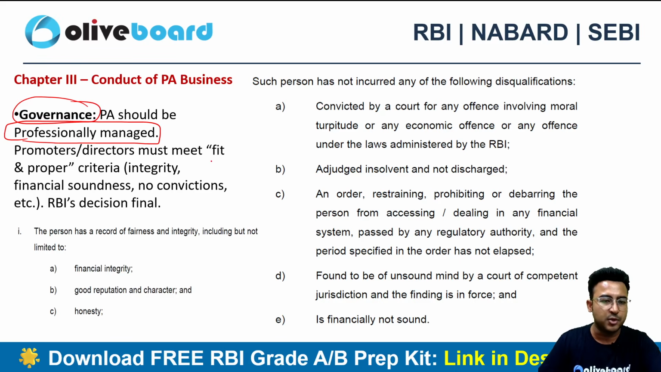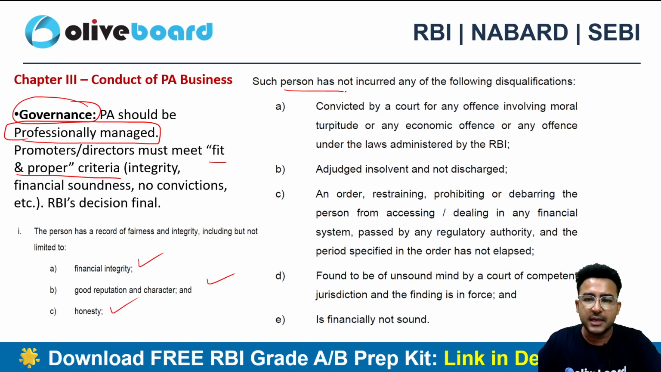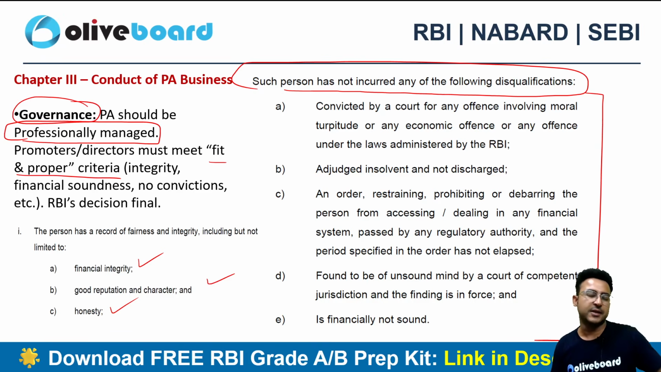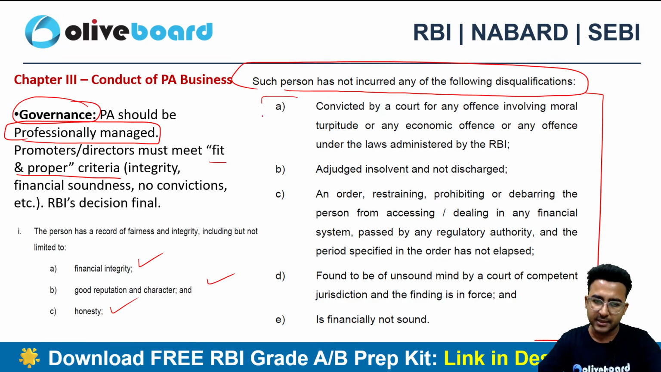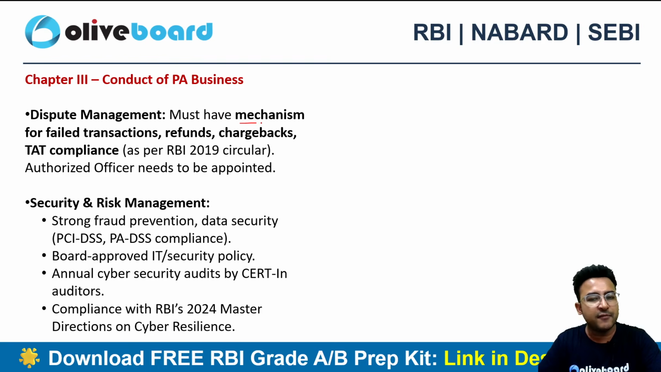Promoters, directors must meet the fit and proper criteria, right? They need to have financial integrity, good reputation and character, honest behavior, plus the person has not incurred any kind of disqualification. So there is a list of disqualification which is generally everywhere in the acts, right? They have clearly stated the disqualification criteria as well. The people who are your promoters, your directors cannot be disqualified because of these reasons that are stated here, right?